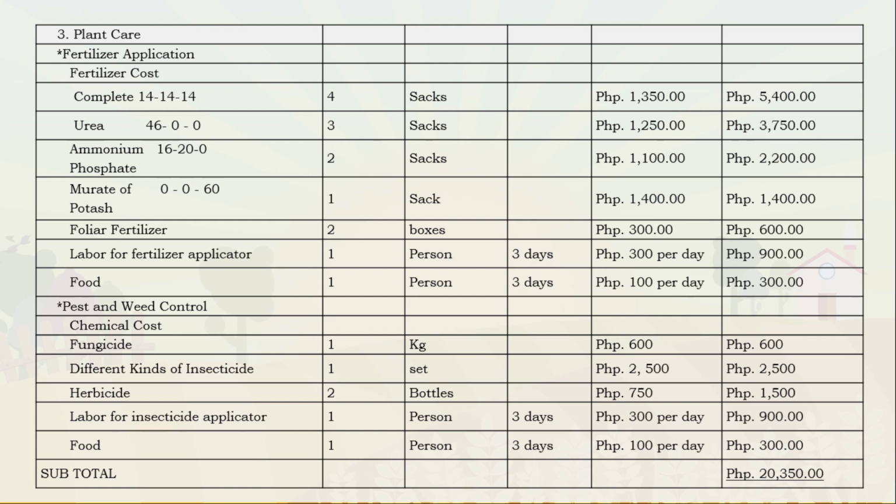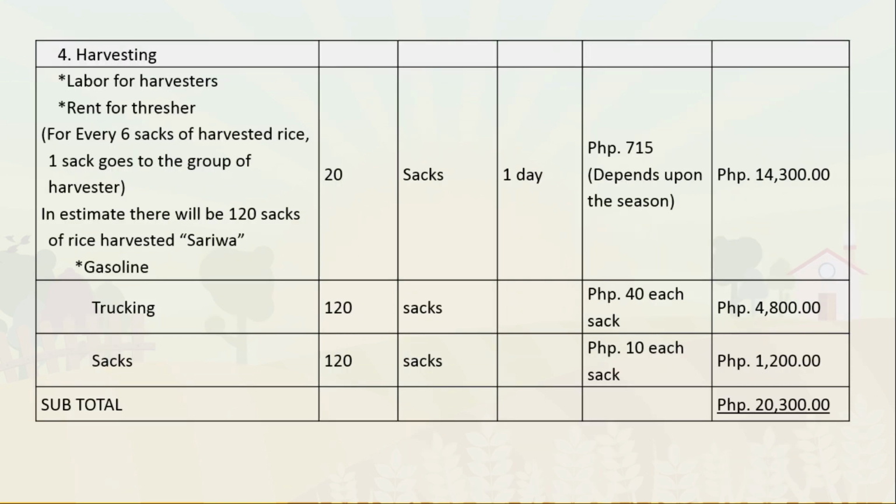Okay? So, ito naman ay halimbawa ng plant care na kung saan gumamit ng complete 14-14-14 fertilizer, urea, ammonium phosphate, muriate of potash, foliar fertilizer, labor for the applicator, nag-apply ng fertilizer, at yung pagkain nila. So, all in all, nakagastos tayo ng 20,350 pesos para lamang sa pangangalaga ng ating mga pananim. Okay? So, that is for 3 days.